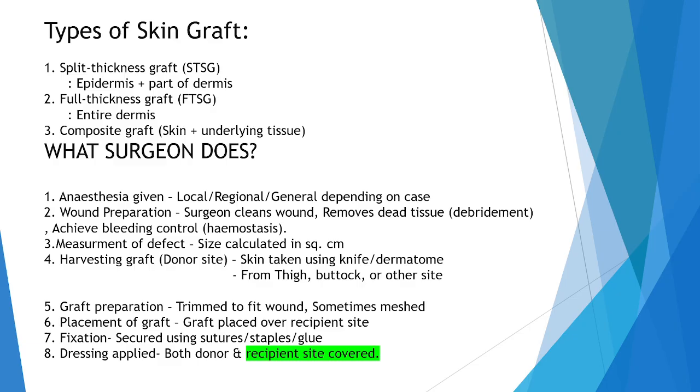After that, the harvesting of the graft is done using a knife or dermatome. It may be an allograft, autograft, or xenograft. After harvesting, the graft is prepared and placed over the recipient site. After placement, fixation is done using staples, glue, or sutures. After fixation, the dressing is applied, covering both the donor and the recipient site.